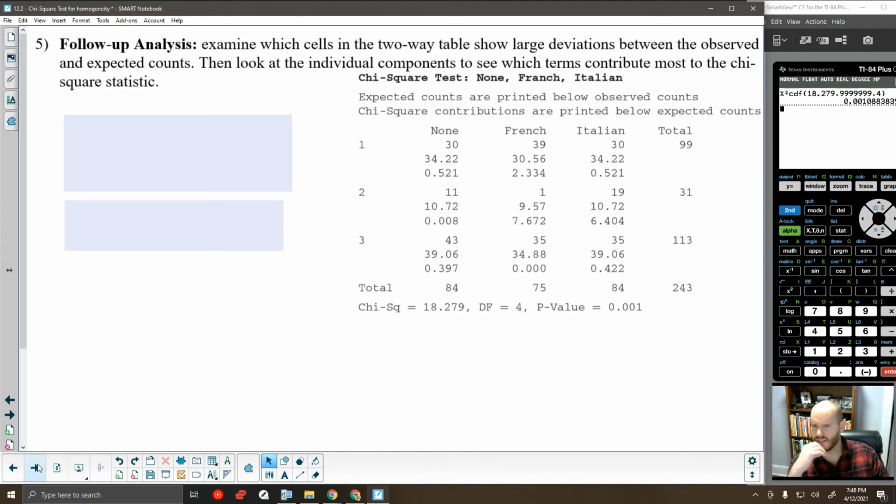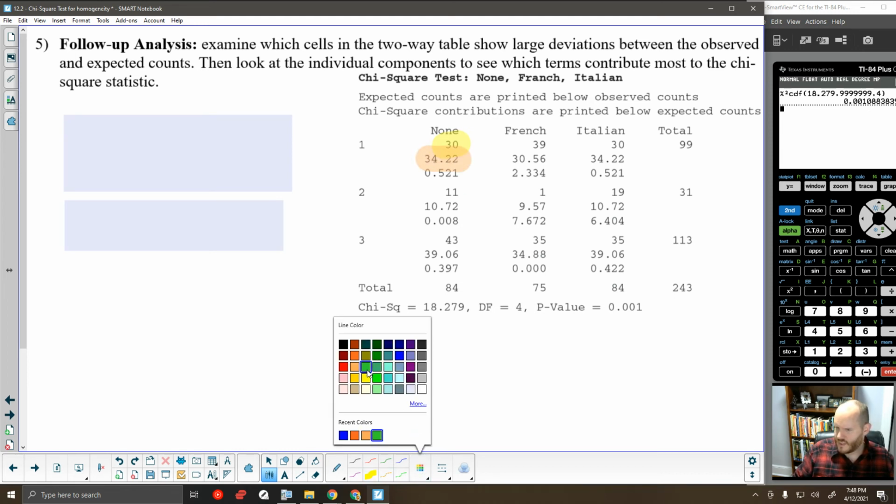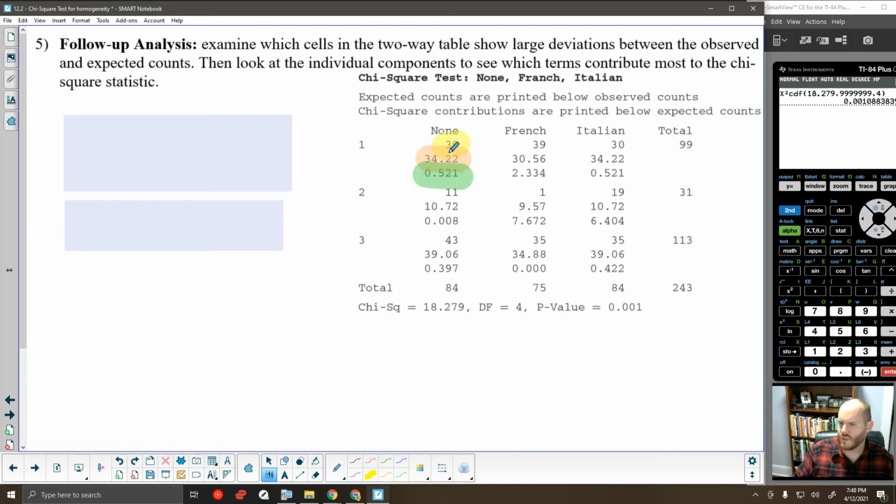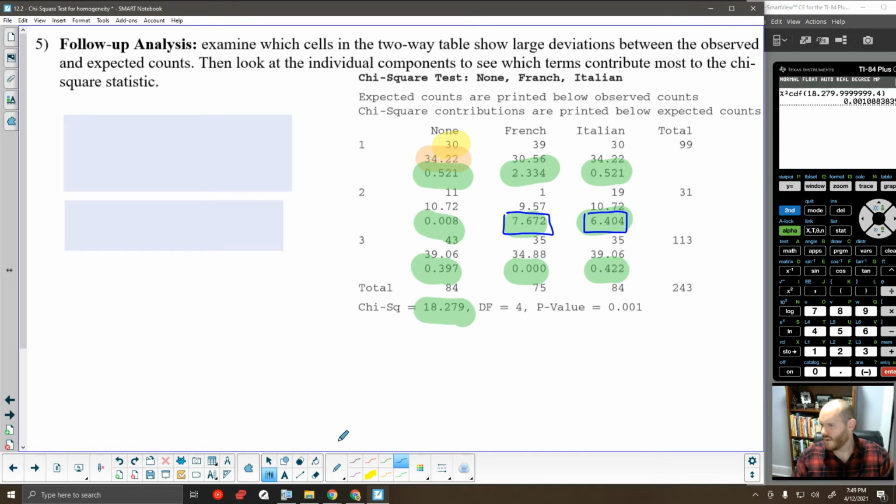So to do a follow-up analysis, we have to look at each of the individual contributions to the chi-square statistic. Now if you had Minitab, which the AP exam sometimes uses, this actually reports all of the components. So this first component is the observed count. The second component here is the expected count. And then this third component is called the contribution, and that is the observed minus expected squared divided by expected. So that's the part of the chi-square statistic that is called the contribution. And if I add all of those individual contributions up, I get this total chi-square statistic. So the thing that stands out to me is that when I'm looking at these, the largest parts are this one, which is 7.672, and this one, which is 6.404.